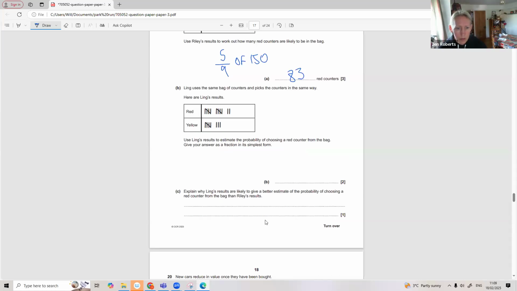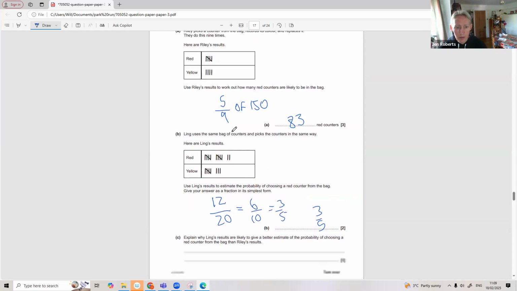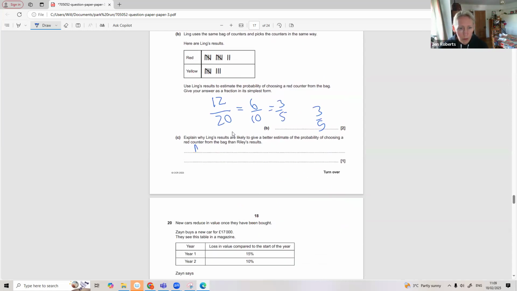So Ling uses the results to estimate the probability of using a red counter. So we've got 12 out of 20. Simplify that. I'm going to halve both of them first, halve them again. So why are Ling's results likely to give a better estimate? Well, she's done the experiment more times. So more results. Just going to check what else they have here. Yeah, just more results.